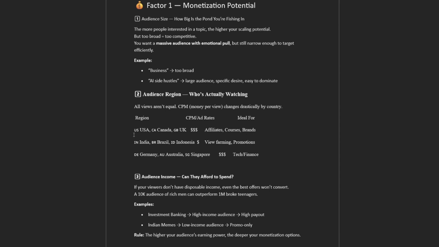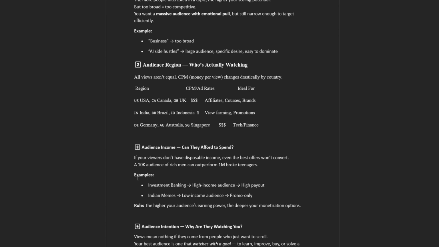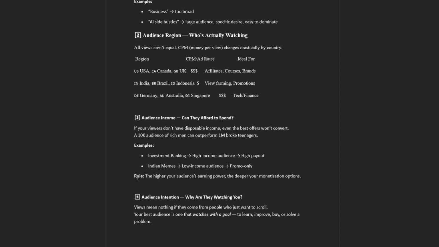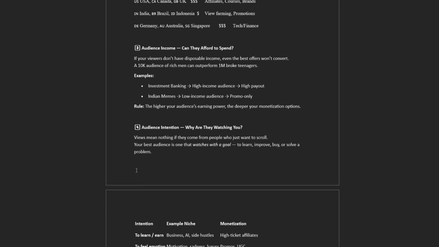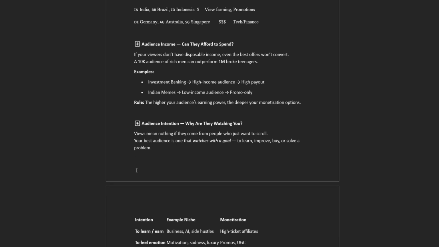Now, here's the third factor, which is audience income. Even within these countries, there are different income groups which you can target. If your viewers don't have disposable income, even the best offers won't convert. A 10K audience of rich men can outperform 1 million broke teenagers. Here are some examples for you all. The first one is investment banking. Investment bankers are a high income audience, which means you can make a lot of money. And let's say you go into something like Indian memes. Now, the audience is low quality and also low income, because mostly unemployed people watch memes that often.